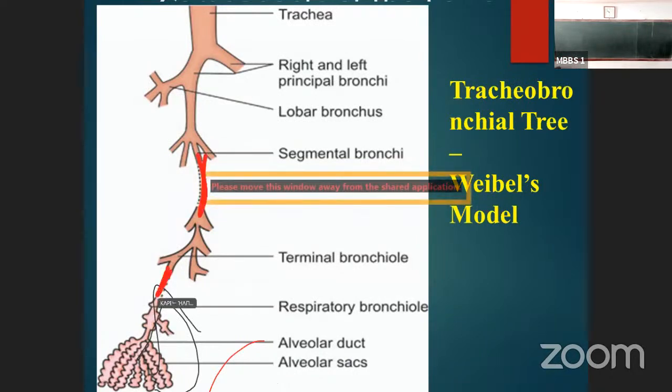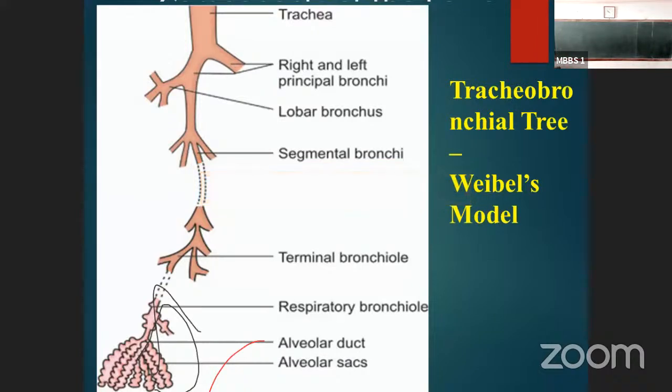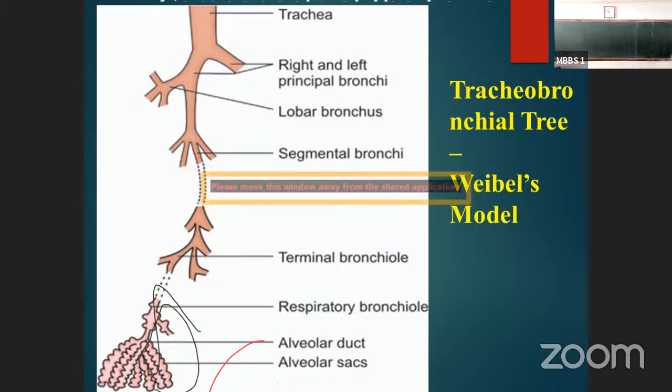I understood, the 16th generation. From the first generation up to the 16th generation, there is no development of alveoli at the bronchioles. They just take part in the transport of air only, with no gas exchange. So it is called the conducting zone.